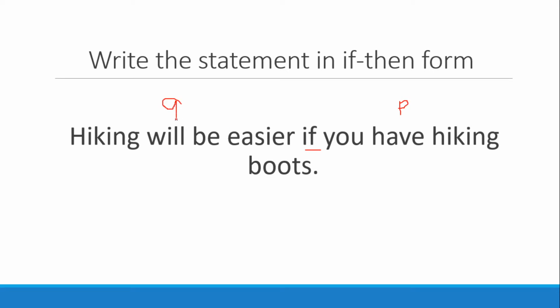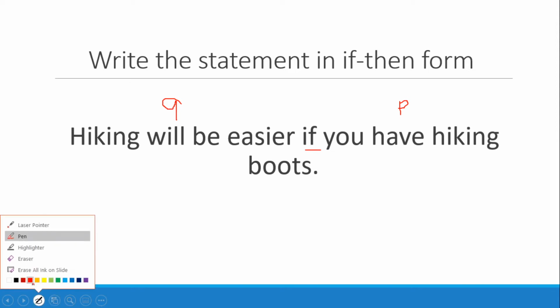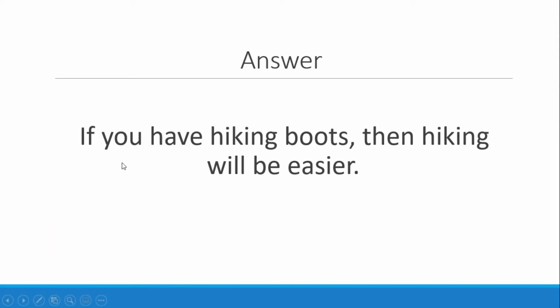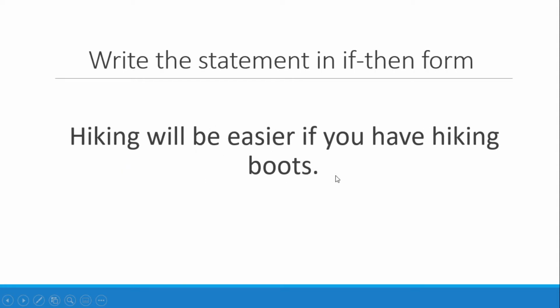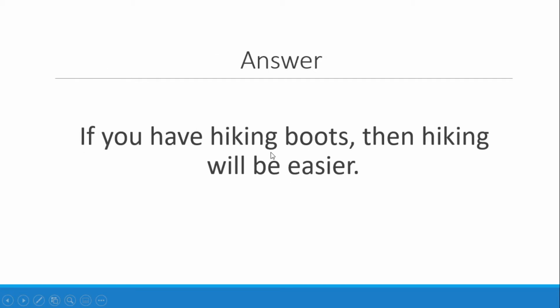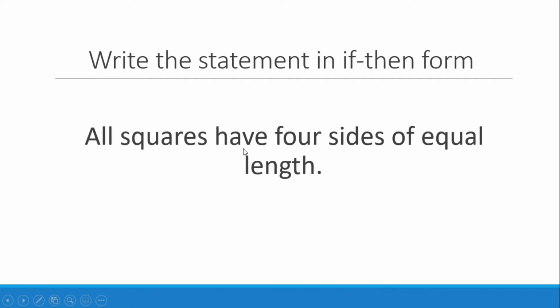Okay. So if we rewrite this, we're going to see that if you have hiking boots, then hiking will be easy. So if was here, if you have hiking boots, then hiking will be easy. Okay. All squares have 4 sides of equal length.